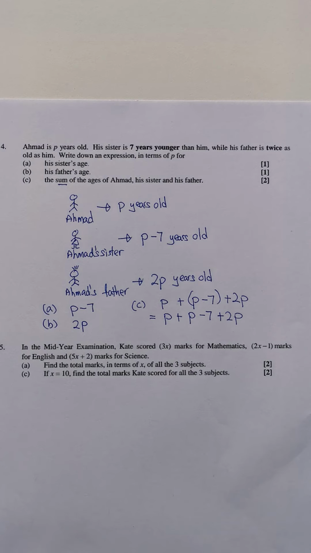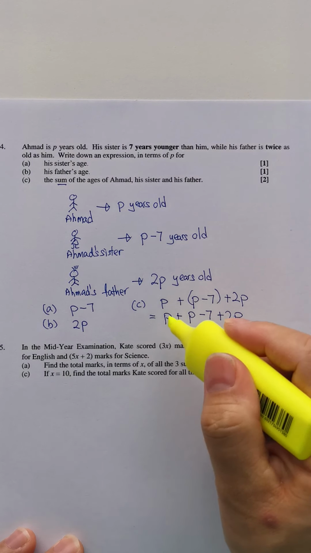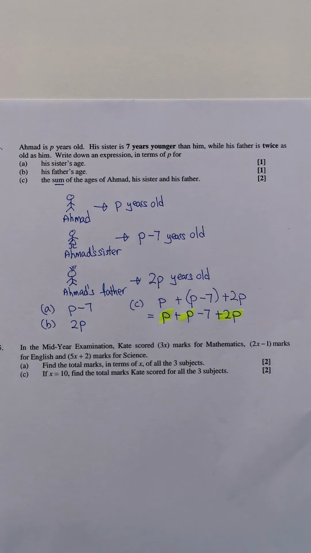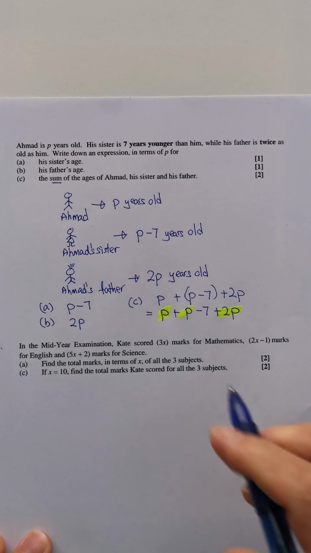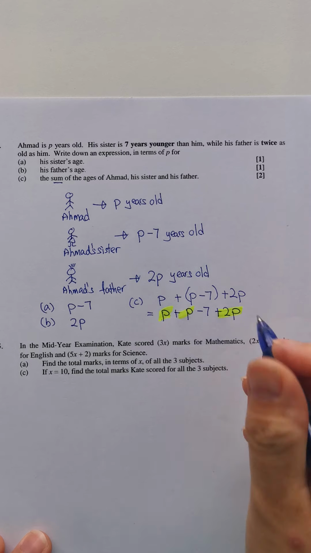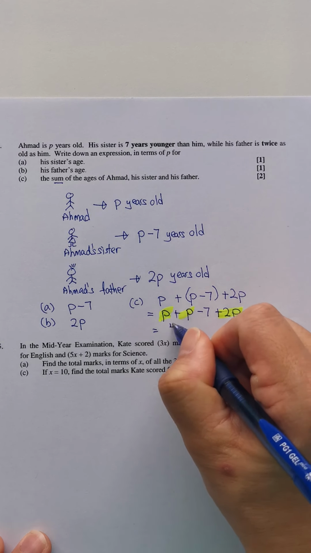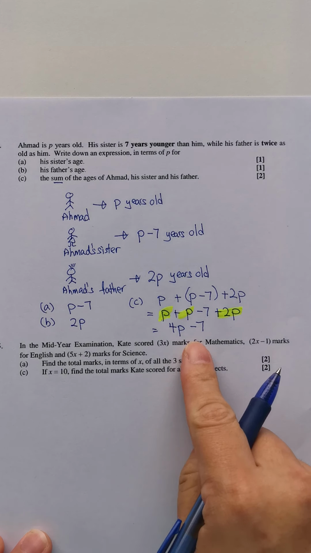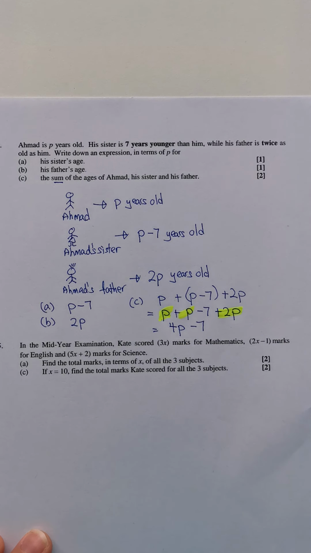Then after that, we are going to group the like terms. So this is a P. There's a P here. And there's a plus 2P. So in total we have P plus P plus 2P, which is 4P minus 7. Okay, so this is the answer for the sum of the family's age: Ahmad, his sister, and his father.